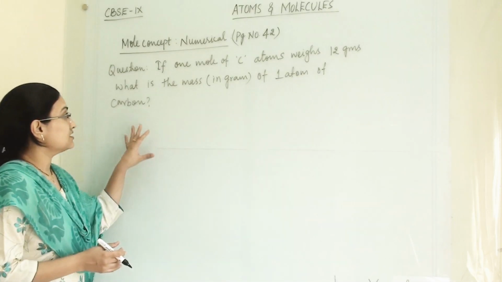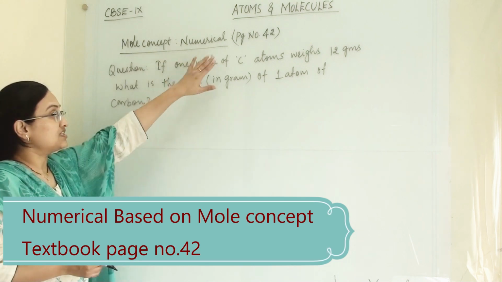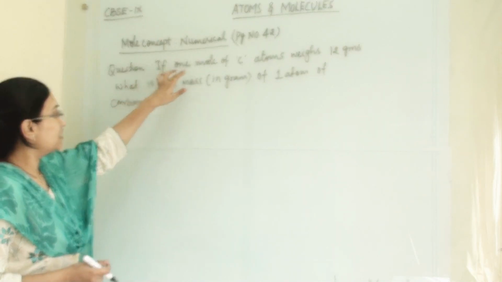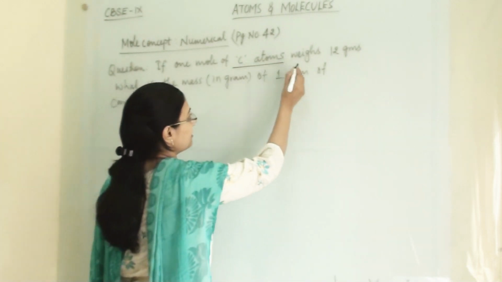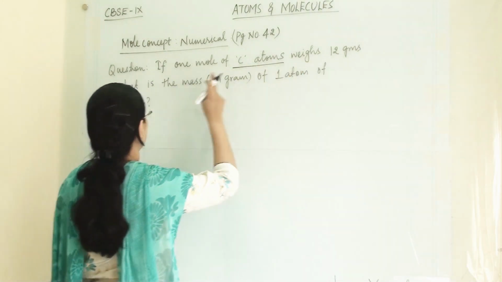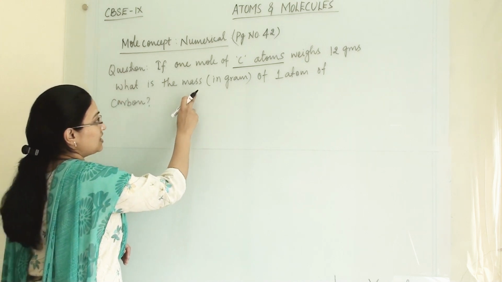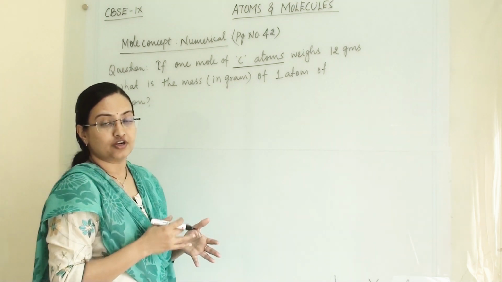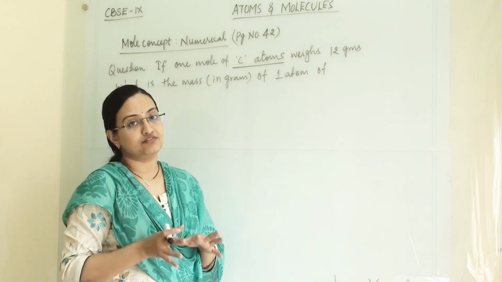These numericals have been given on page number 42, and the first numerical is: if 1 mole of carbon atoms weighs 12 gram, then what is the mass of 1 atom of carbon? Here first we will jot down what all details have been given to us.